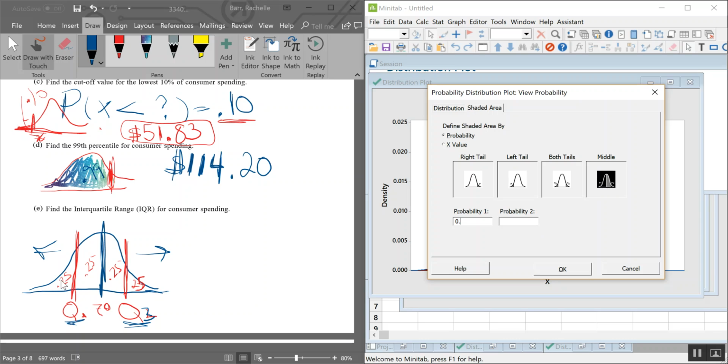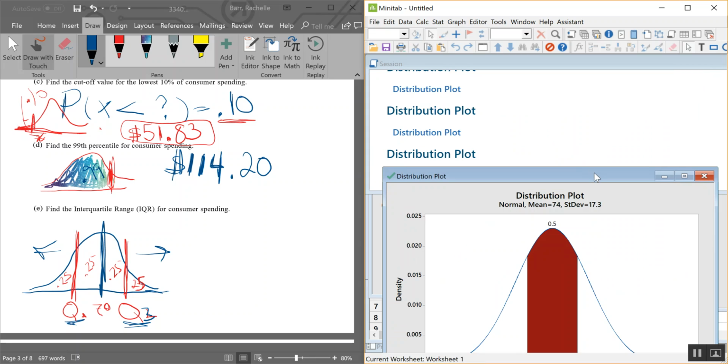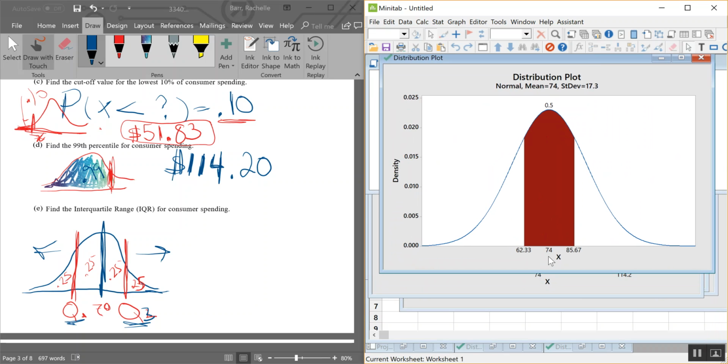So this little bit is 0.25. And then if you look at the little p2, it's above the area you're interested in. So this part above the area of interest is 0.25. So that's also going to be a 0.25. And then we're going to hit OK. Alrighty. Move this up. So there's my quartiles.